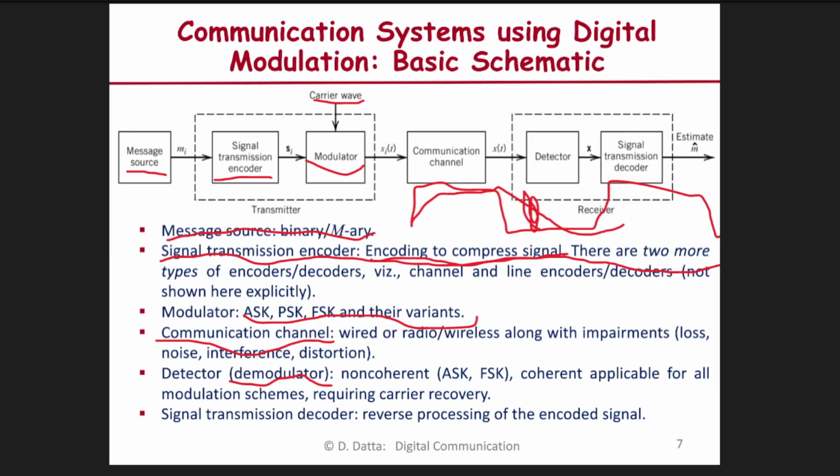So as I said earlier, the demodulator can be non-coherent for ASK or FSK, but it can also use coherent detection. But coherent is applicable for all modulation schemes requiring carrier recovery, as I said. And then you have got the signal transmission decoder. So whatever you have done in the coder, the reverse process of this will become the decoder.